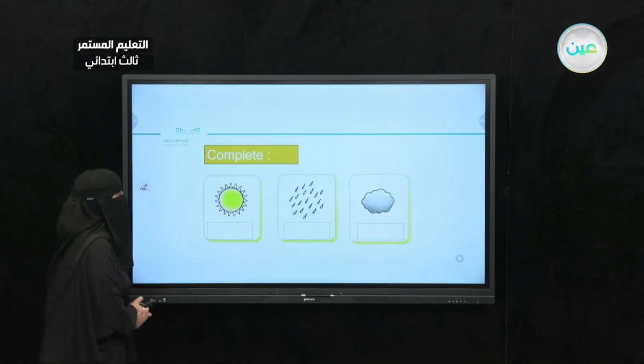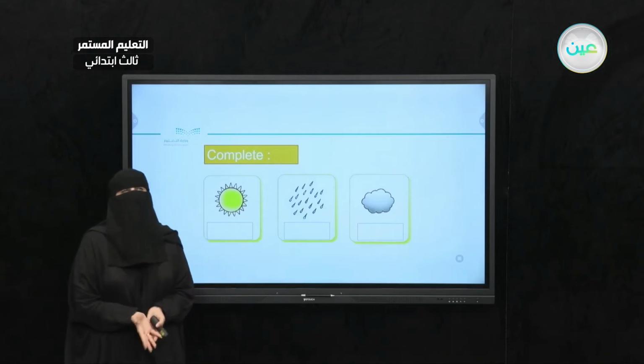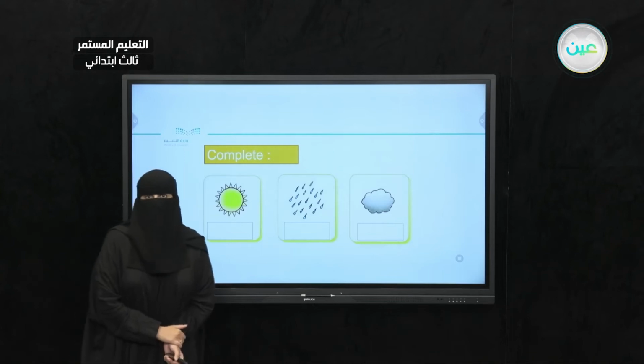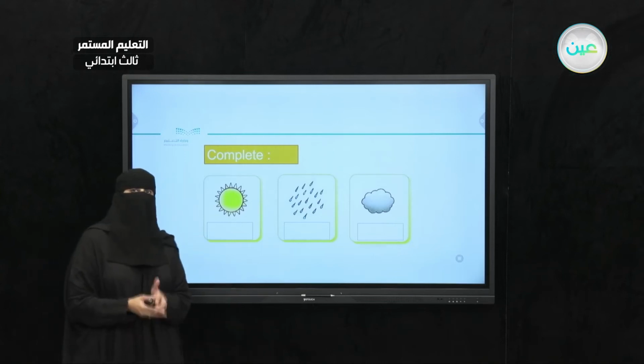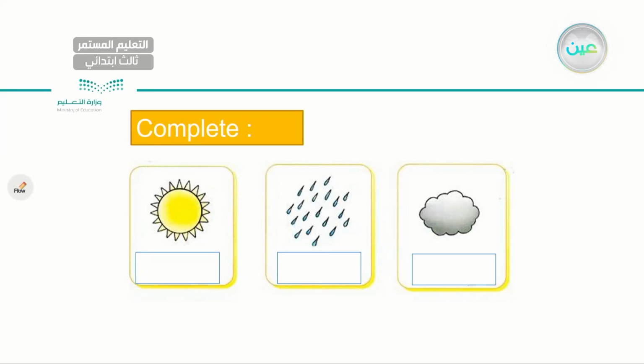Now, I need you to complete this one. I'll be giving you, let's say, 20 seconds. I know you can write the correct answers in your notebook. I have three different weathers for you. What's the weather like in the first one? What's the weather like in the second? And now I'm using ordinal numbers. What's the weather like in the third picture? You have 15 seconds. Go ahead.